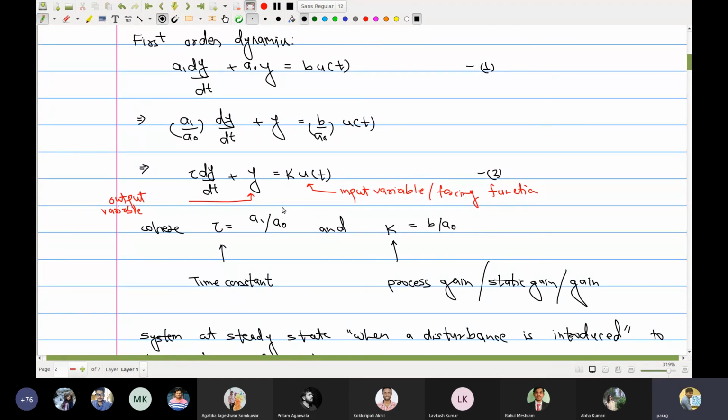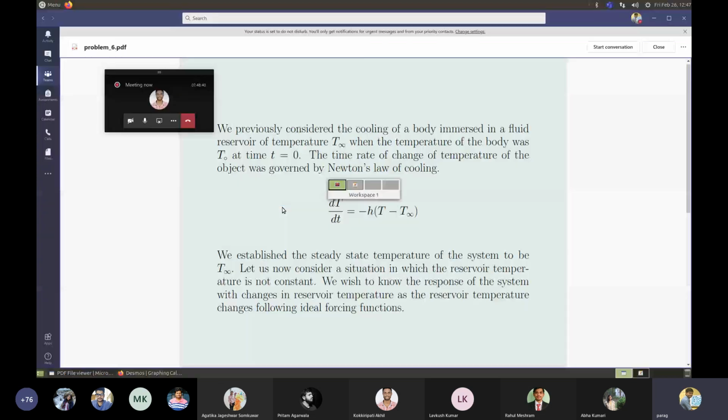Tau dy by dt plus y is equals K u of t. And you will see the forcing function in this case is simply h times T infinity. h times T infinity is your forcing function. So if you change the surrounding temperature, obviously the system temperature will be forced to change. Okay, so you know the system already. The system has been described very well. If you have forgotten, please go back to the lecture recording which we did in the first lecture.